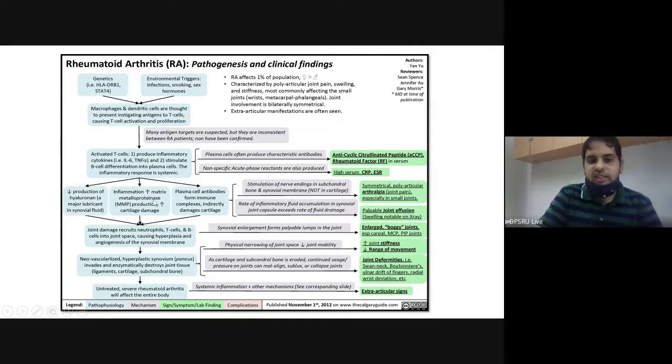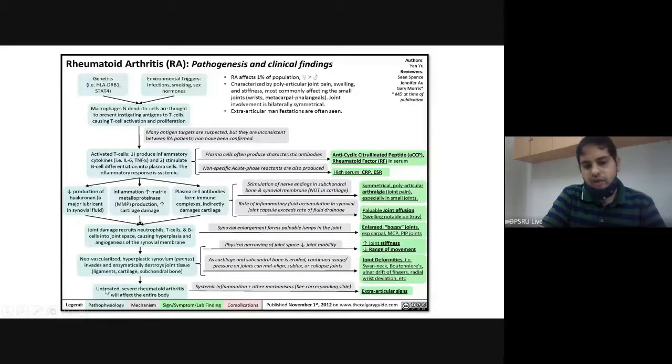Inflammation will increase. There is MMP, matrix metalloprotease. The production of that enzyme will increase much more, and the increase in MMP will cause cartilage damage. So in rheumatoid arthritis also, all this inflammation is there, and ultimately it damages the joints. It causes cartilage damage, and it produces autoantibodies against the synovial membranes or fluids. Everywhere it will attack. So plasma cell antibodies form immune complexes and damage the cartilage. So joint damage recruits neutrophils, T cells, and B cells, causing hyperplasia and angiogenesis of the synovial membrane.